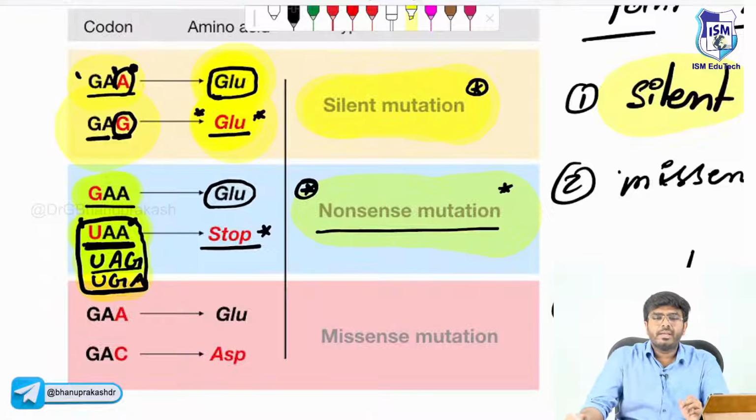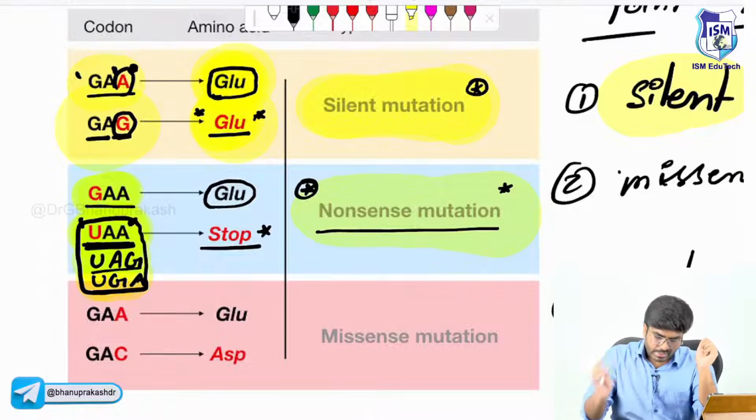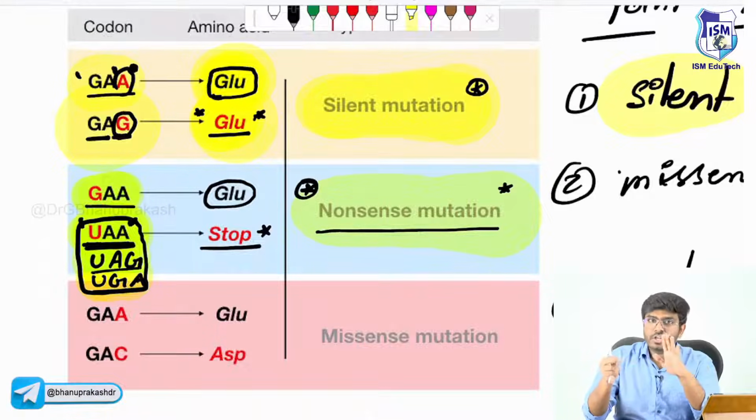Silent mutation I have explained. Point mutation leading to no problem, because the same amino acid is produced. Next, nonsense mutations, stop codons.